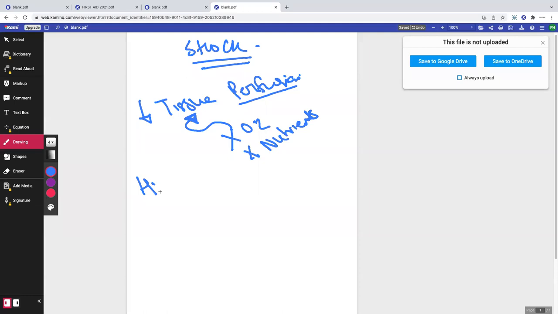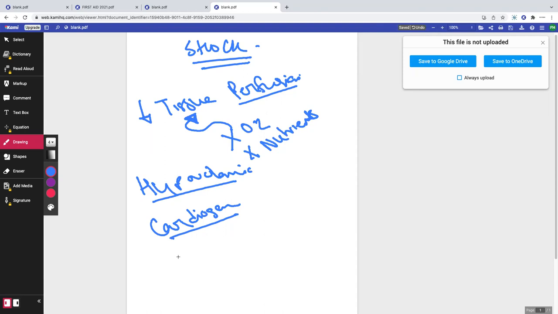Hypovolemic, when the total blood volume in our body is decreased, then we can have decreased blood available to go to the tissues. That's number one. Next one is cardiogenic. What is cardiogenic? Cardiogenic shock is where the heart is not being able to pump the blood properly. As a result, blood is not reaching the tissues.